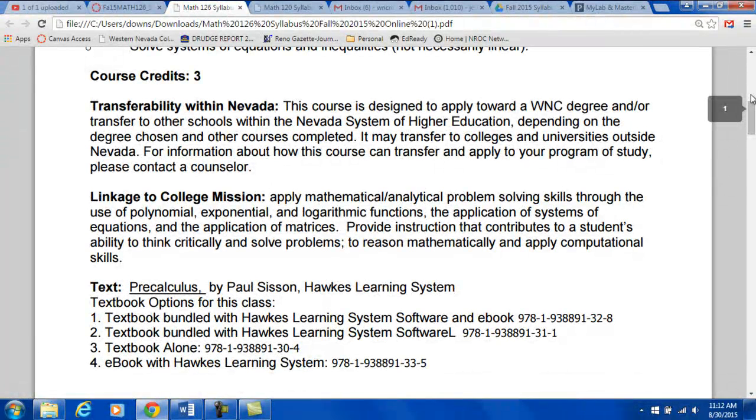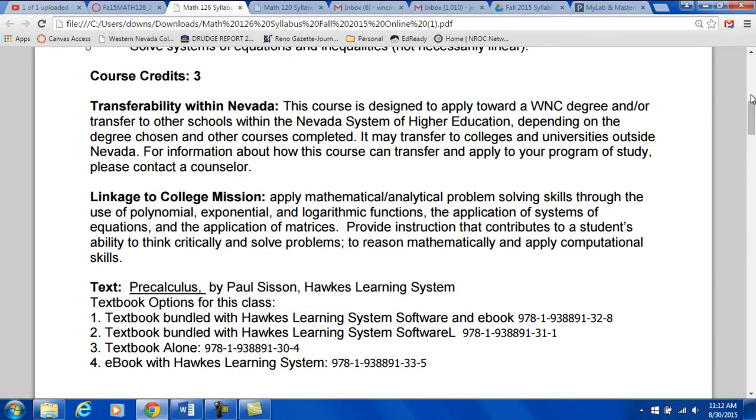Okay, course credits 3, transferability within Nevada. This course is designed to apply toward a WNC degree and/or transfer to other schools within the Nevada system of higher education, depending on the degree chosen and other courses completed. It may transfer to colleges and universities outside Nevada. For information about how this course can transfer and apply to your program of study, please contact a counselor.